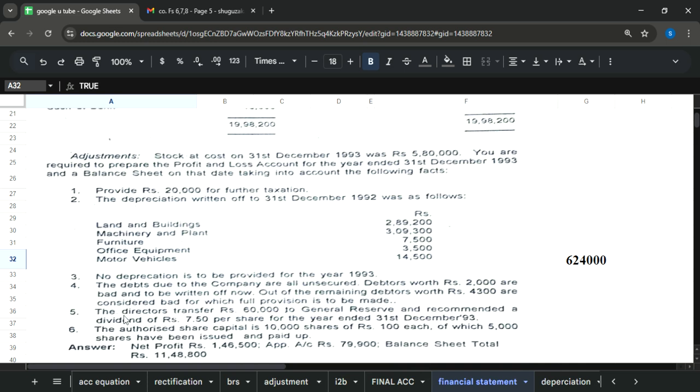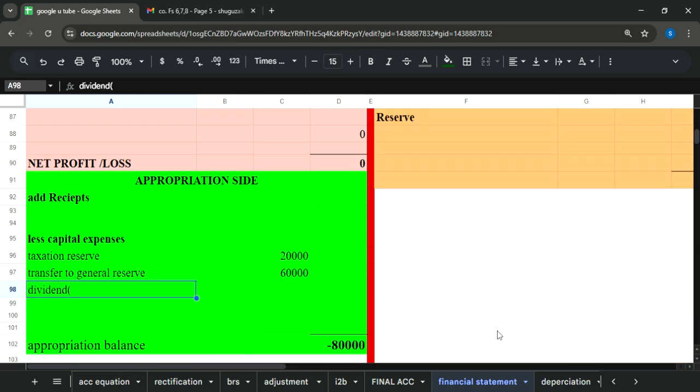Now come again back to fifth adjustment. 7.5 per share is your dividend. And how many number of shares? 5,000 is mentioned over here. So we are now ready to calculate our dividend. Number of shares 5,000, and for each share 7.5 rupees would be given as dividend.